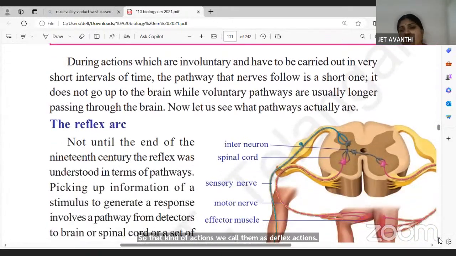These are all involuntary. Children, you should know what are voluntary and involuntary here. Involuntary actions are all happening without our consciousness, without any role of the brain. See, the brain is involved indirectly here, but majorly those involuntary actions are all coordinated by the spinal cord.